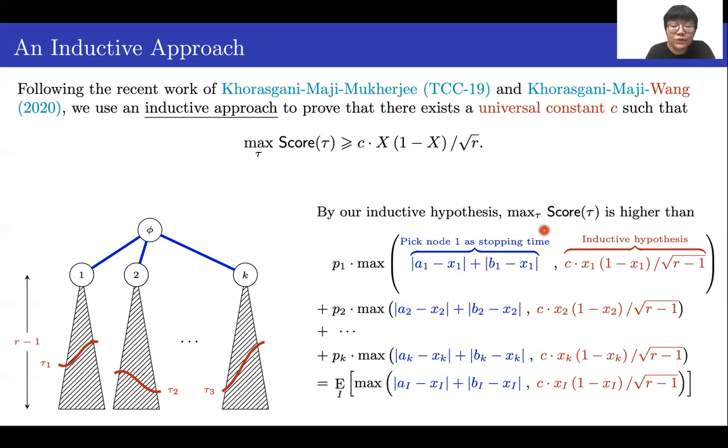So the highest score will decide whether to pick node 1 as the stopping time or pick tau 1 as the stopping time, based on which quantity is larger. So the maximum score will at least be higher than the maximum of these two quantities. And the same argument holds for node 2, node 3, and so on. So overall, the maximum score is guaranteed to be higher than the average of the maximum of these two quantities, which can be written in this way.